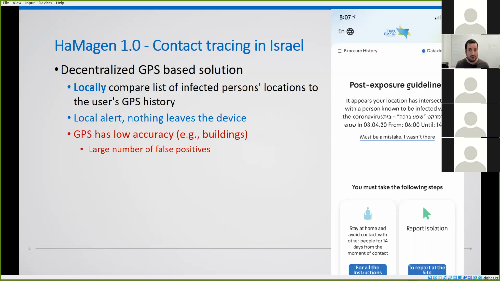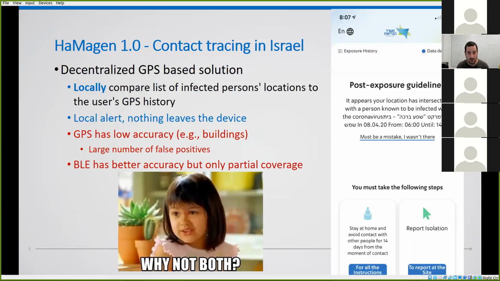However, we still have the problem that GPS has a relatively low accuracy, especially in buildings. So this means we usually need to increase the range considered for contact, and this results in a large number of false positives. So people might not trust this system. On the other hand, we have this BLE-based solution that has much better accuracy, but only partial coverage. And then the question that we have, why can't we use both? Maybe we can incorporate this GPS solution with the Bluetooth low energy, and then get the best of both worlds.